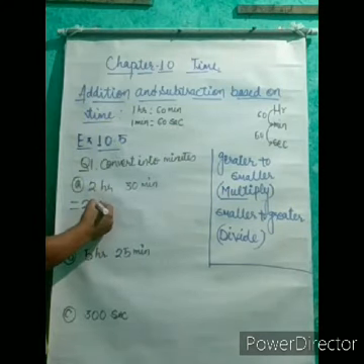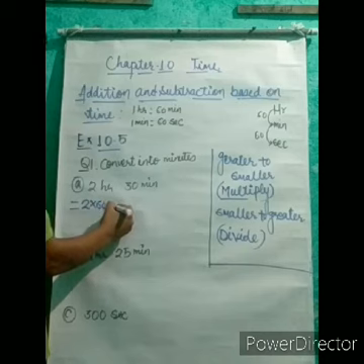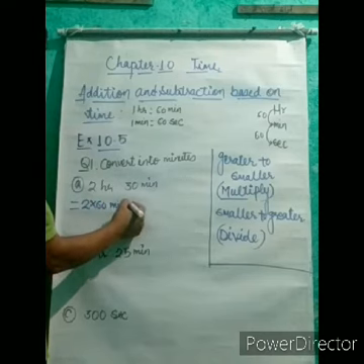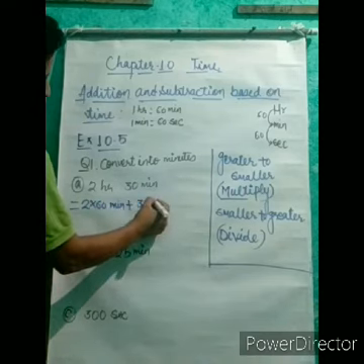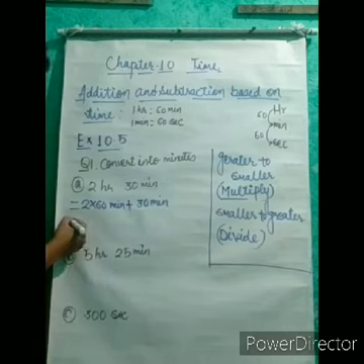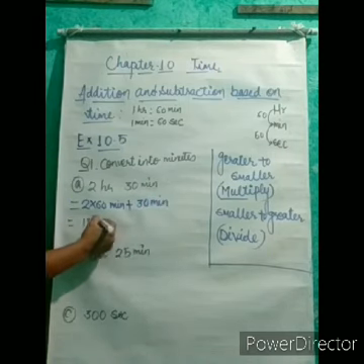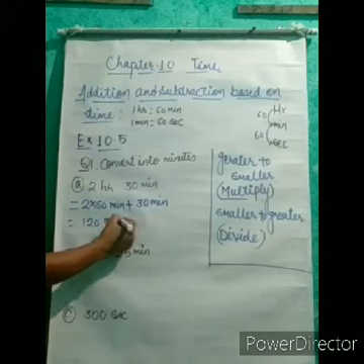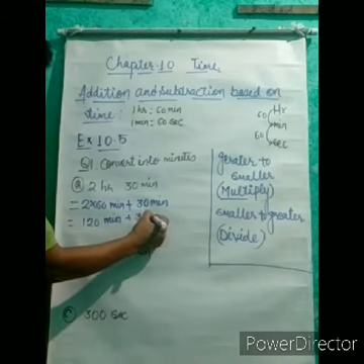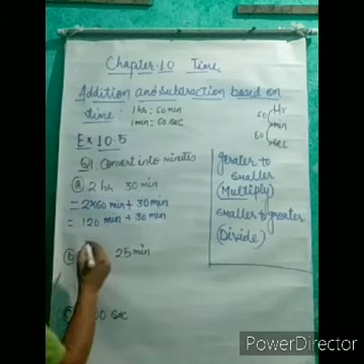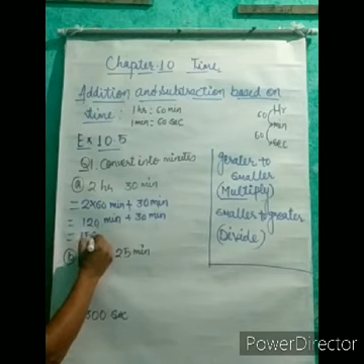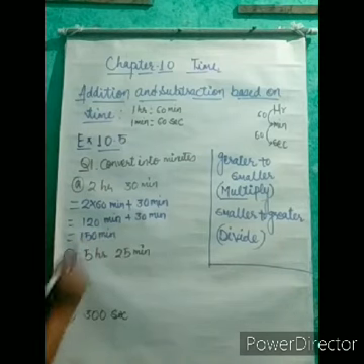So we'll multiply it by 60. It will convert into minutes. Then plus 30 minutes. So put here 120 minutes plus 30 minutes. If you add it, you will get 150 minutes.